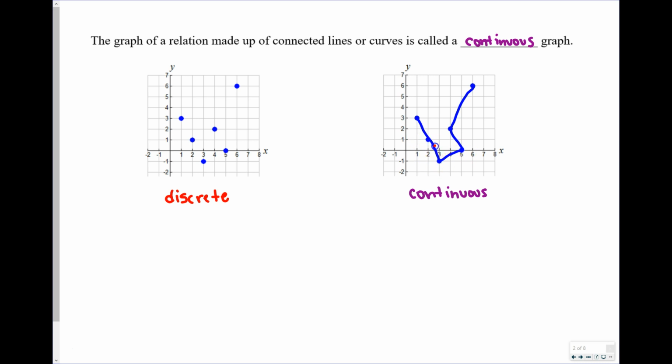Like I could pick this spot on the graph and that's a point along the graph. I could pick here, that's a point along the graph. So we have a lot more points along this graph than we would in a discrete graph. So today's learning target is really talking about domain and range of these continuous graphs.